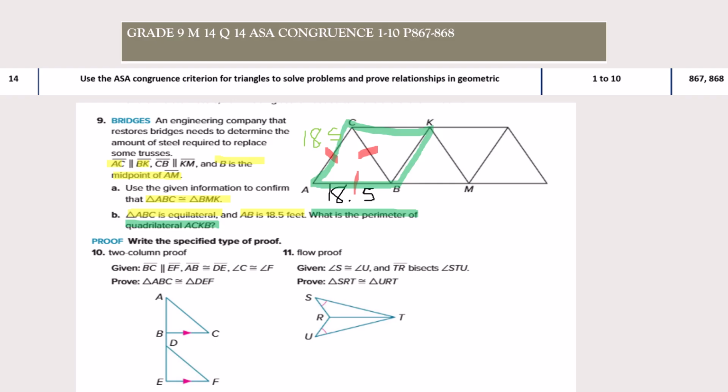Remember, perimeter is the distance around the object, the total distance around the object. So you would need to add all the distances that are given to you. When you add the distances, it will give you the perimeter.